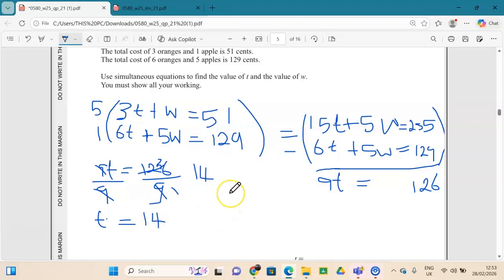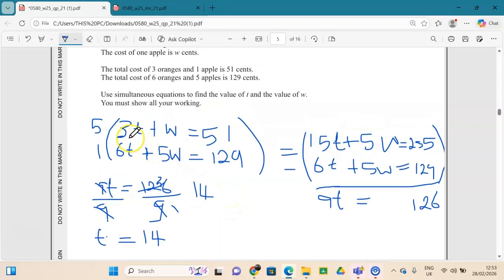Now that we know what t is, we can go back. We can use any equation of our choice. Let's use the first one. The first one says that 3 of t plus w is equal to 51.